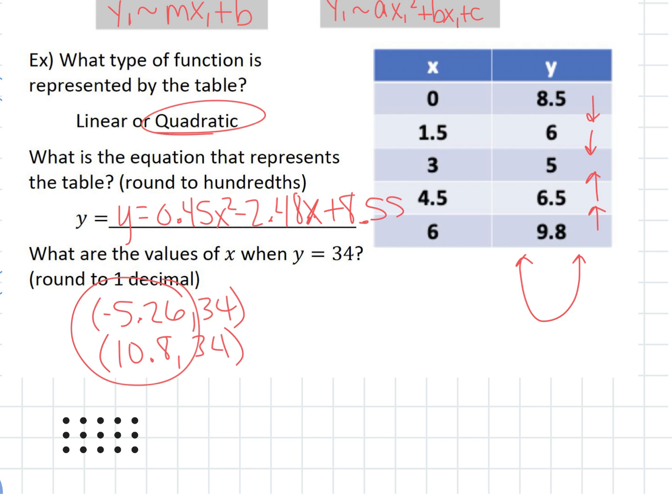So again, this negative 5.26 and 10.8, those are buddy points. They're across from each other. If we folded it on the axis of symmetry through that vertex, okay, they would be in the same spot. That's why we actually have 2 coordinates when y is 34.